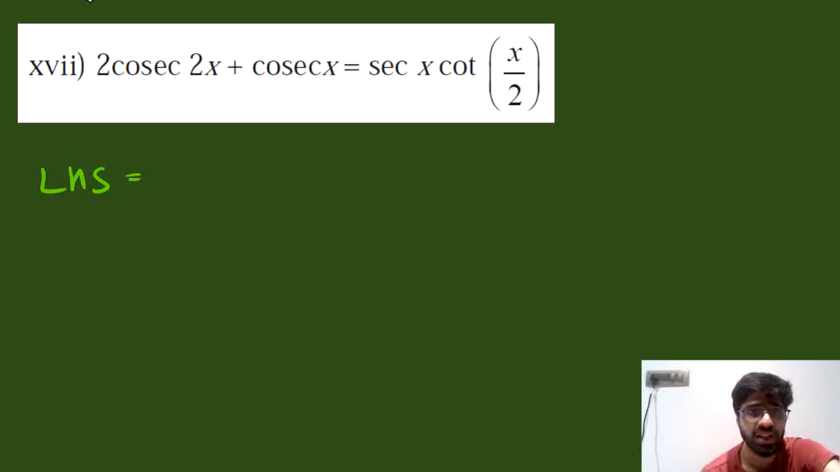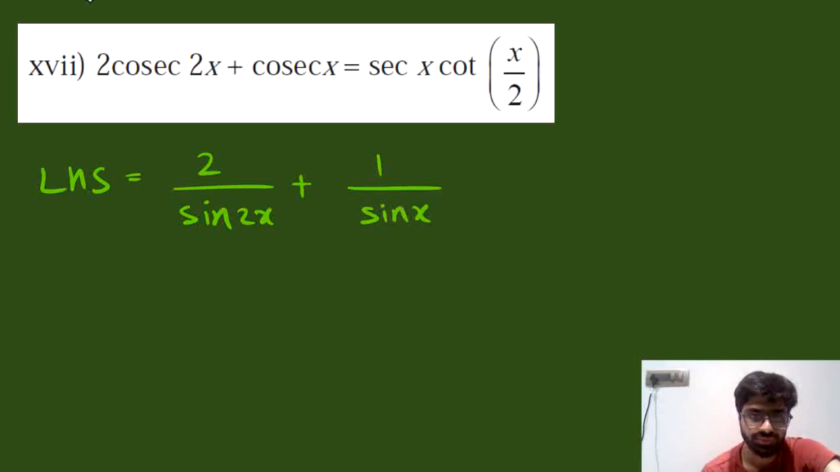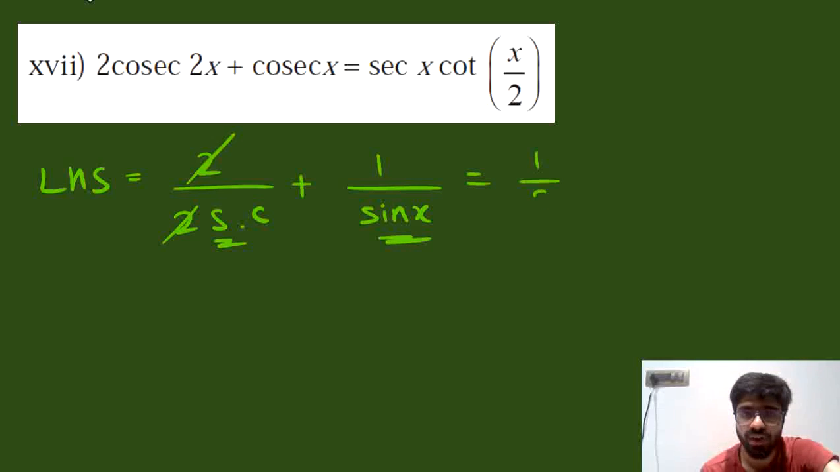Going ahead with the 17th one. Convert everything to sine and cos. That's the best way to go about it. So we have 2 upon sine 2x plus cosec x would be 1 upon sine x. Sine 2x is 2 sine x into cos x. Cancel off the 2. Pull out a sine x common, so we have 1 upon sine x, and in the bracket it is 1 upon cos x plus 1. We can club the two terms in the bracket. That gives us 1 plus cos x upon cos x.